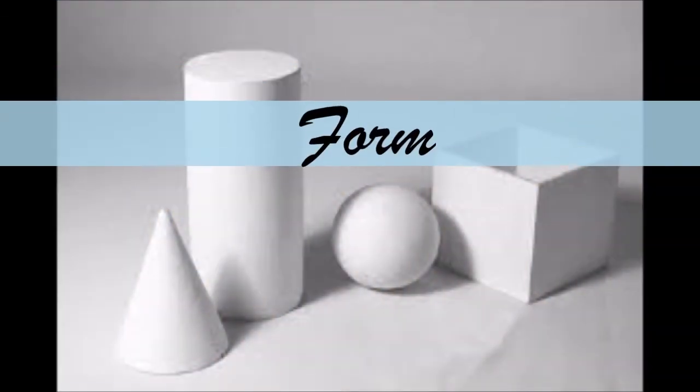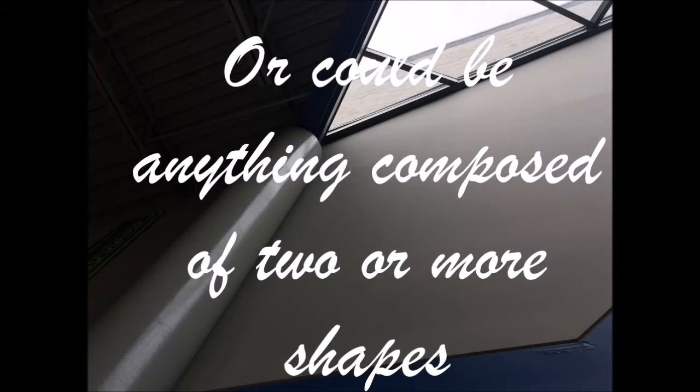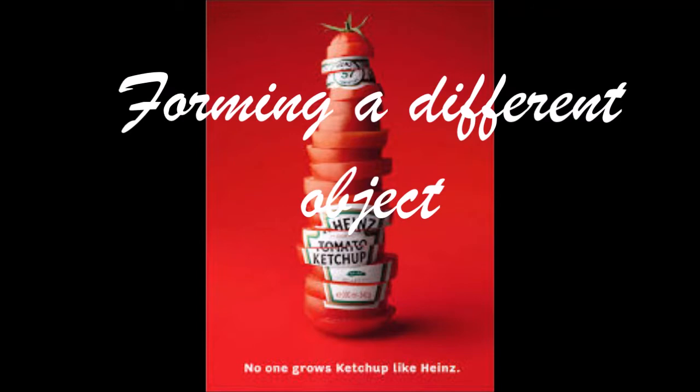The first element is form. Form is any object with 3 dimensions, or it could be anything composed of 2 or more shapes. Take this Heinz ketchup hat for example. Notice how the tomatoes are cleverly stacked into position. These shapes are actually being formed to make an entirely new object.